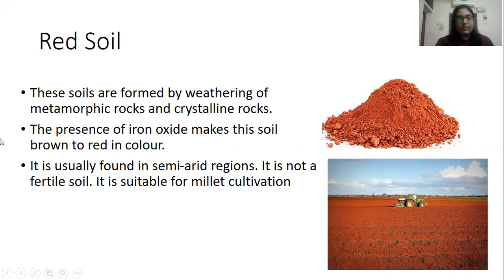Simple. The presence of iron oxide makes the soil brown to red in color. Okay, so it is brownish in color. It can be brownish to red in color. Why?